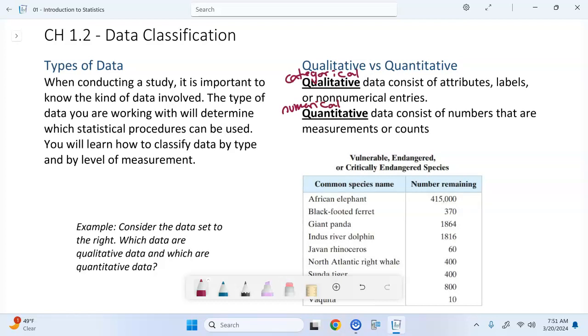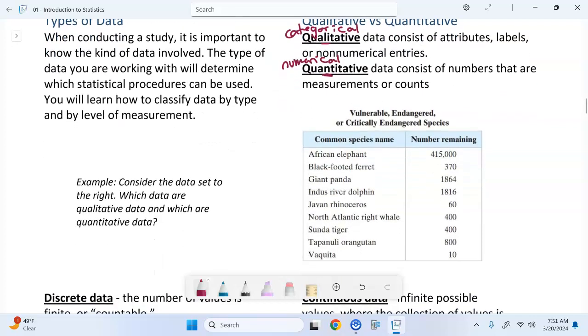Okay. And another way to think of it, quantitative has that N in there. N for numbers. N is numerical. While qualitative has that L, an L as in a list of things. Okay? So qualitative data is a list of things. The quantitative data is counts and measurements.